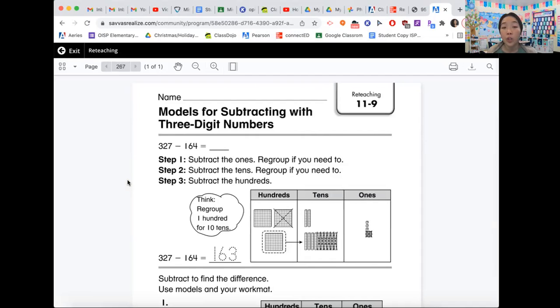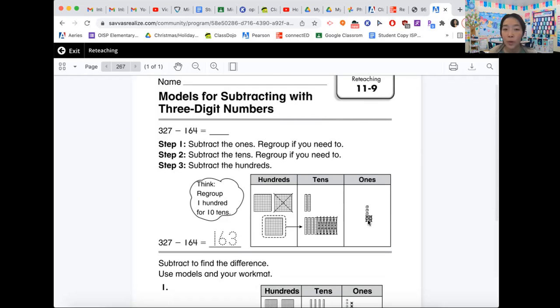Okay. So 327 minus 164. In your breakout rooms, you guys are going to create your model. So you're going to create the whole number, 327. Okay. Now you're first going to subtract the ones. So here we're going to subtract 4 ones because we're subtracting 164. So we take away 4 ones and we're left with 3 ones. We don't need to regroup.